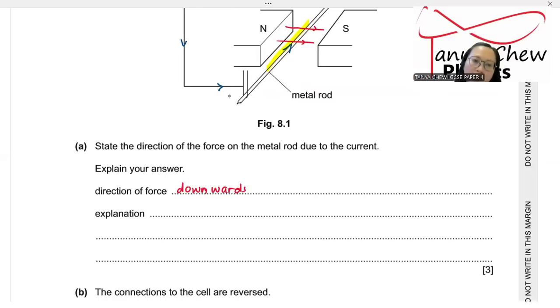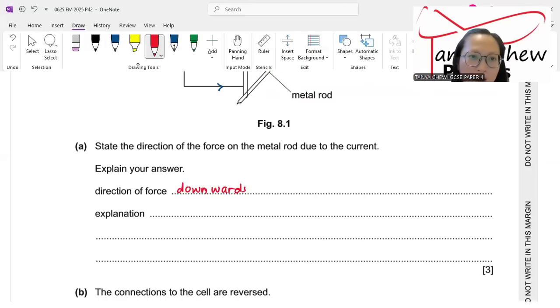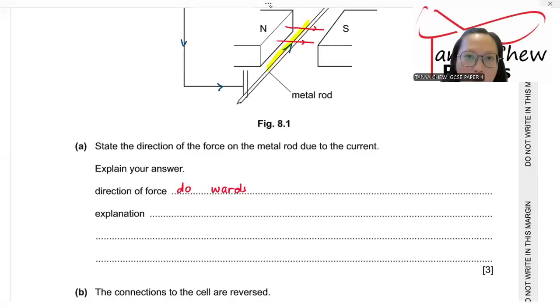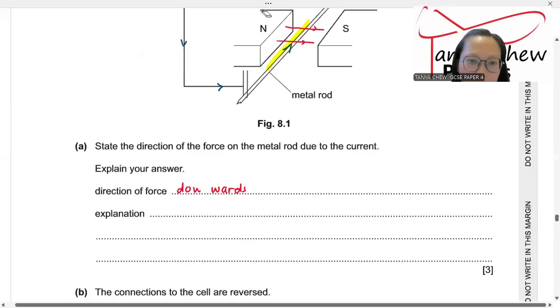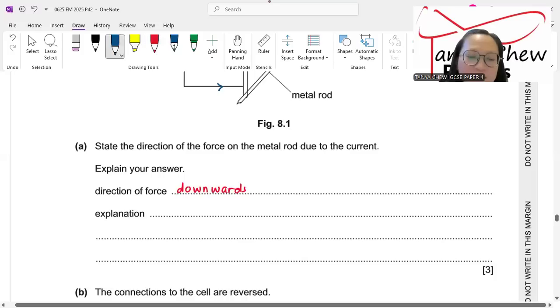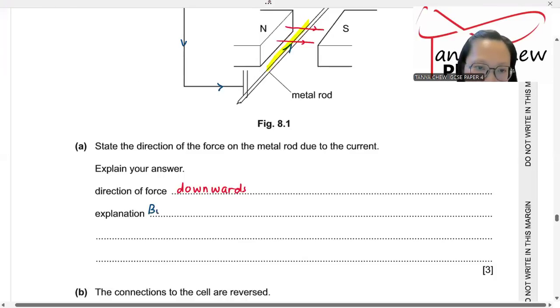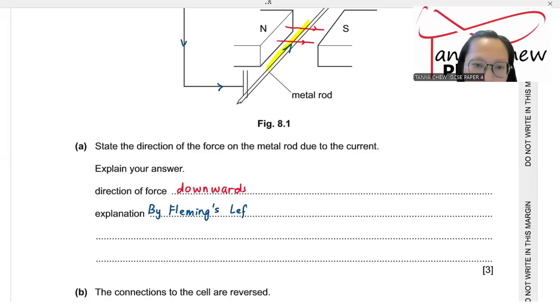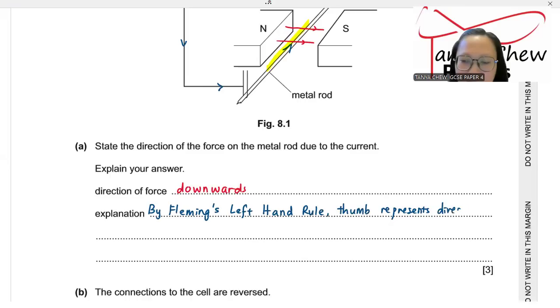Downwards. Right? Explanation, how do you get the downward force? I better write it nicely. Okay, this is downwards, D-O-W-N. Explanation is by using Fleming's left hand rule. Thumb represents direction of force.